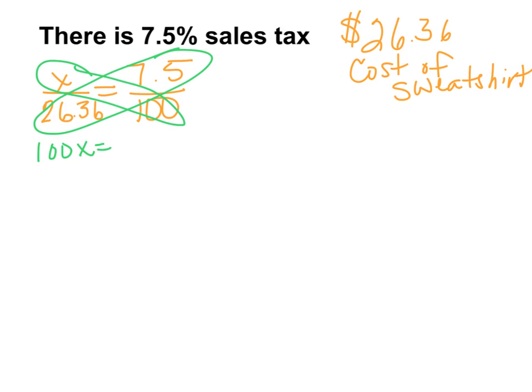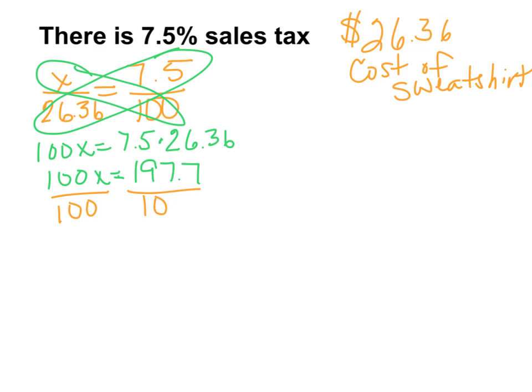100x equals 7.5 times 26.36. 100x equals 197.7. I divide both sides by 100. Cancel those. X equals 1.977. Again, this is money.